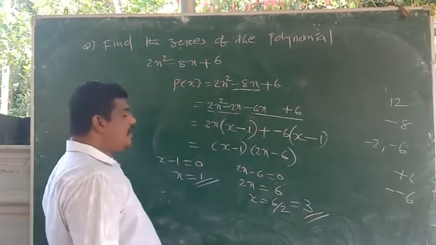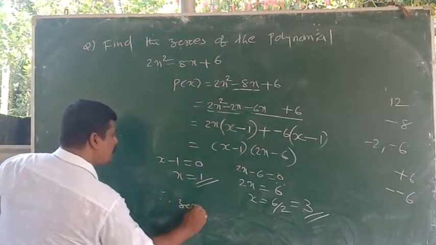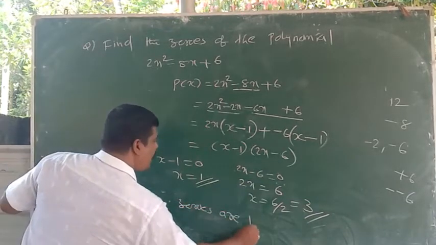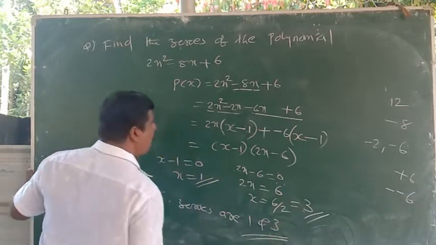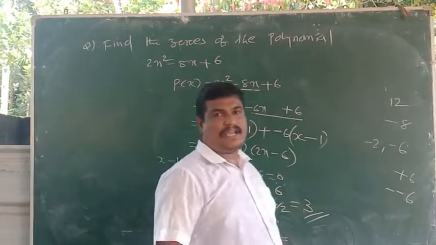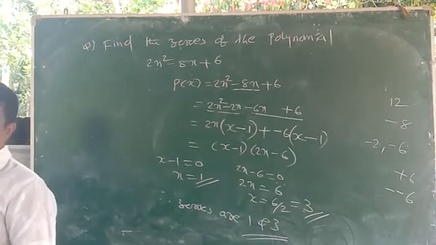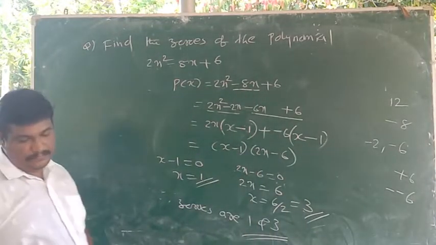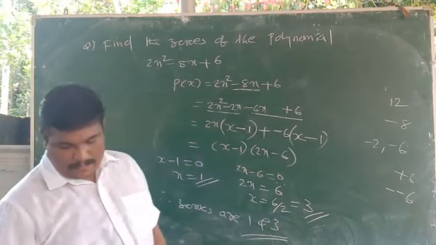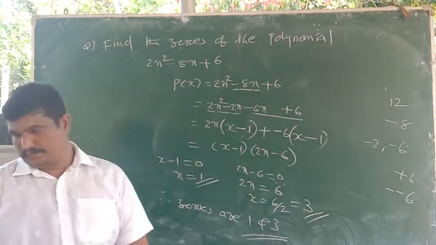So the zeros are 1 and 3. Zeros are 1 and 3. Okay, clear? Zeros are 1 and 3. All of you check please. Zeros are 1 and 3. All of you check.